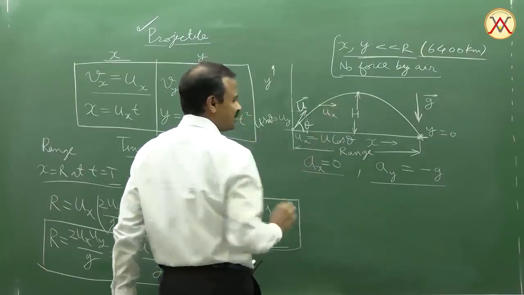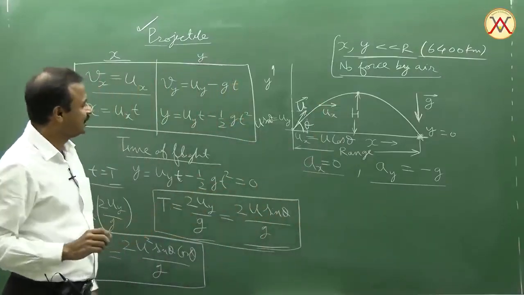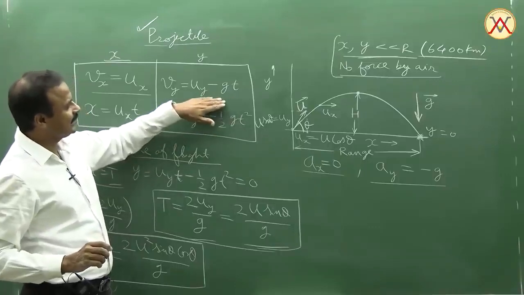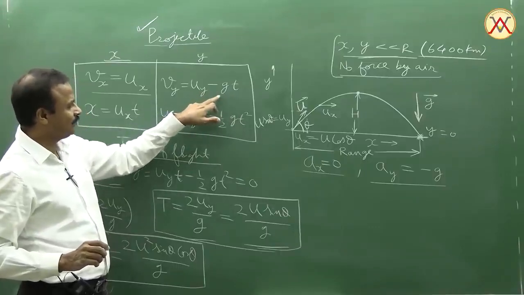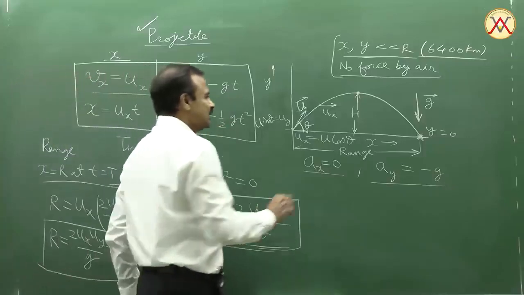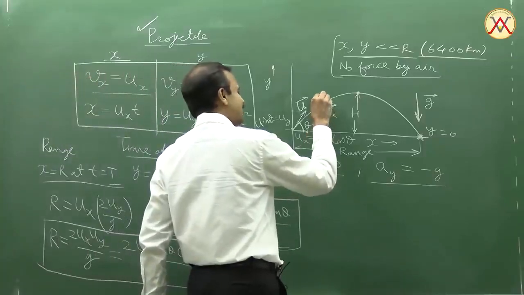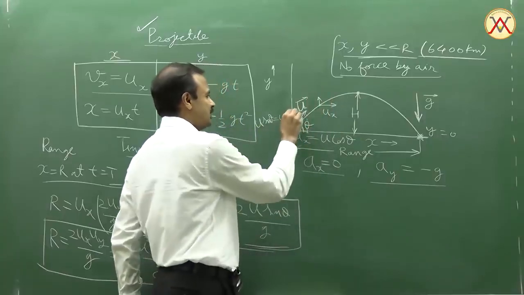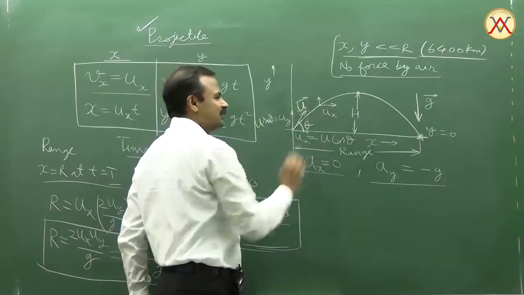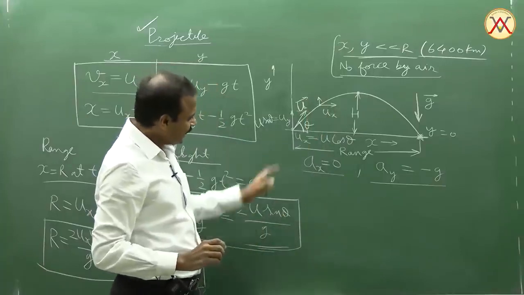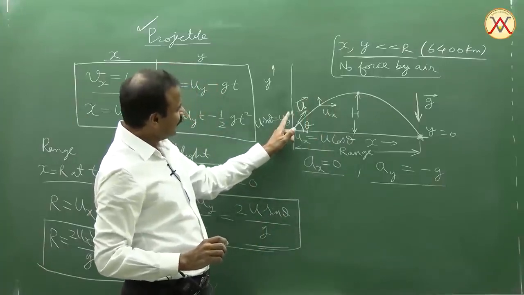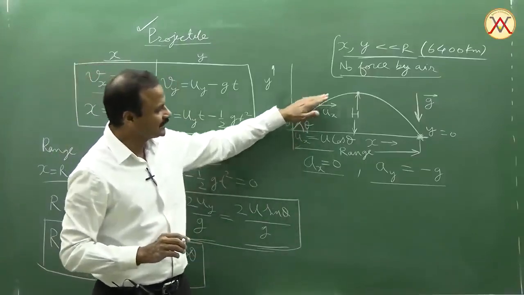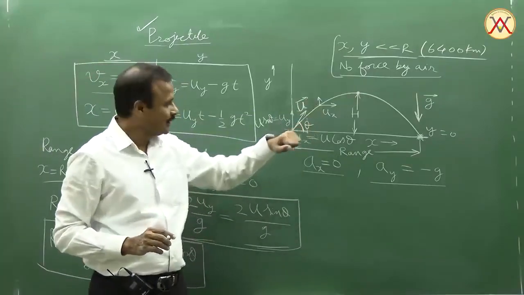Ux doesn't change. Vx is same as ux. The y component is decreasing, uy minus gt, according to this relation. So the y component at this point is less as compared to its initial value. Initial value was this much, now it is smaller.